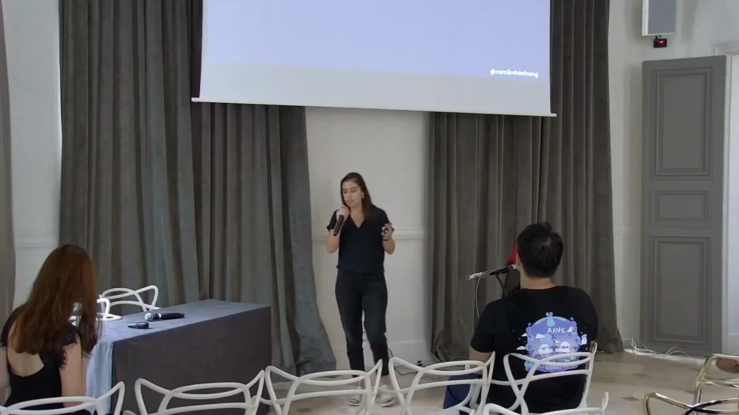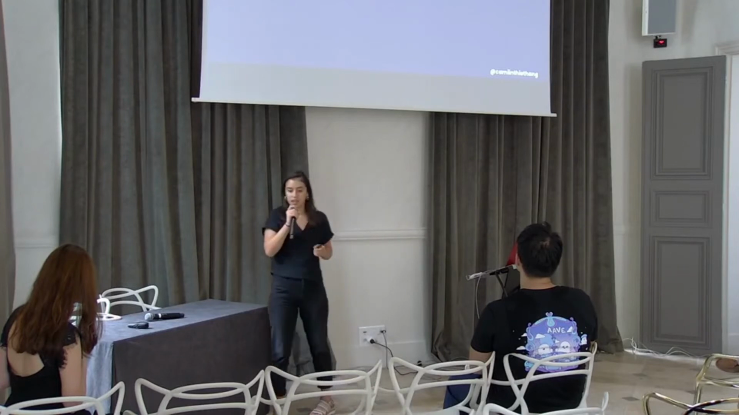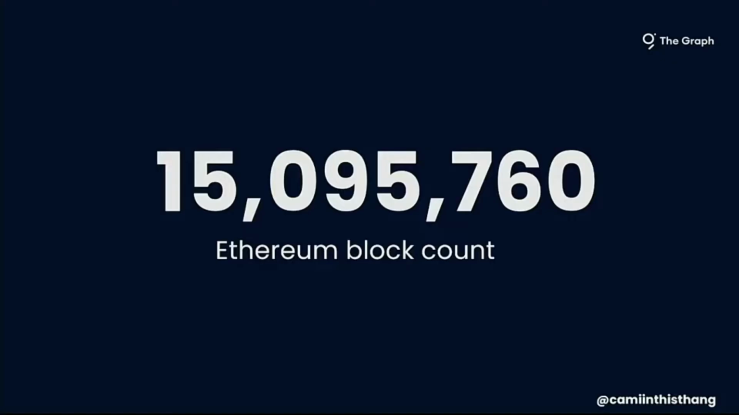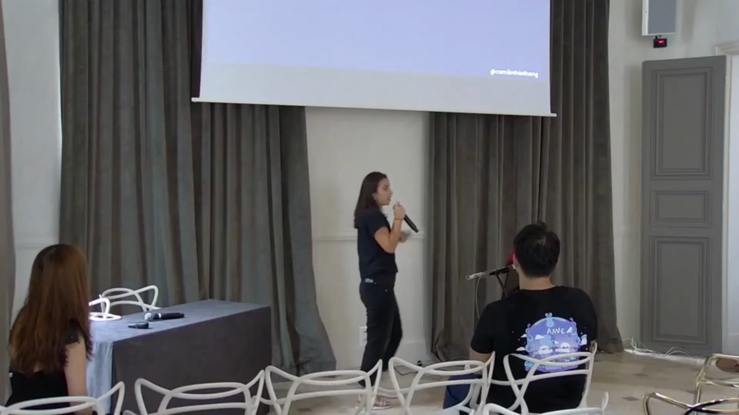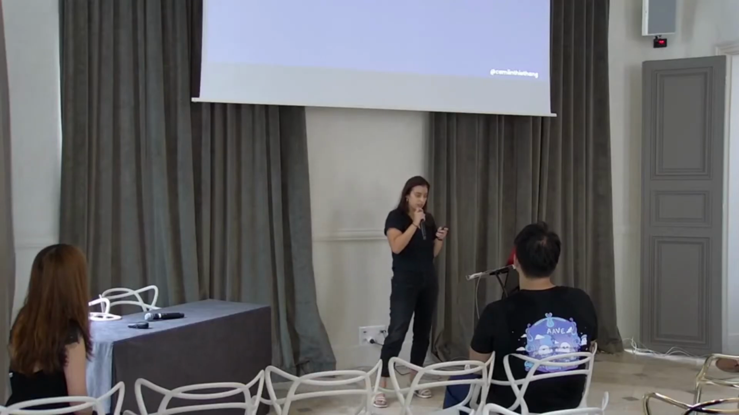So just to frame this talk, the title of this talk is Improving Indexing Performance by 100 Times. And this is all in the context of the Graph Protocol. We'll get into a little bit more about what that means. But just to set the context, I like putting this number up so people can really understand how much data is in a chain like Ethereum. At the time of making these slides, which was like a week ago, this was the current block count for Ethereum.